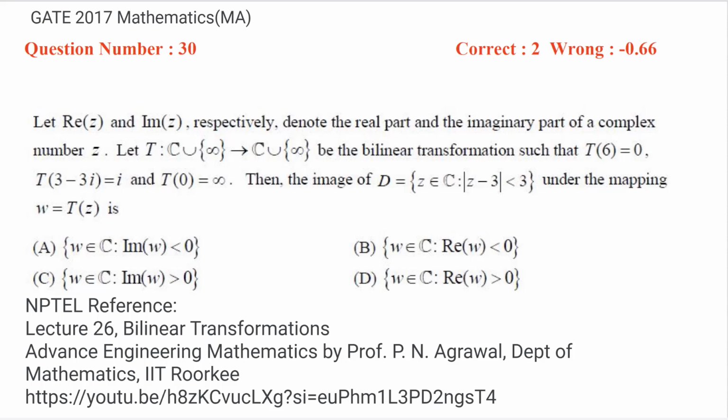under the mapping W equal to T of Z is, the four given options are: option A, W belongs to C such that imaginary part of W is less than 0. Option B, W in C such that real part of W less than 0. Option C, W in C such that imaginary part of W greater than 0. Option D, W in C such that real part of W greater than 0.